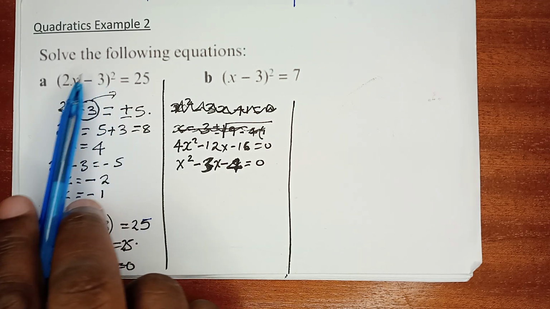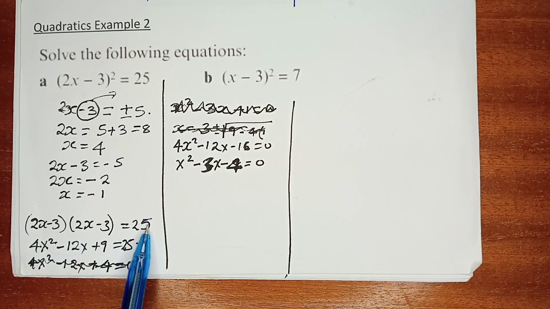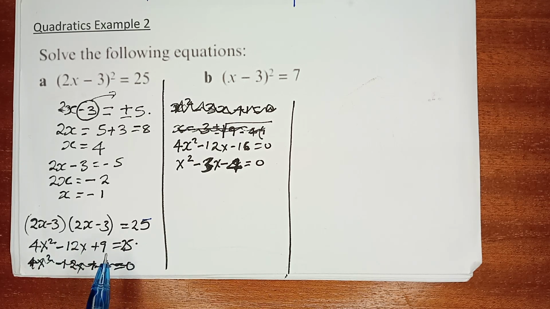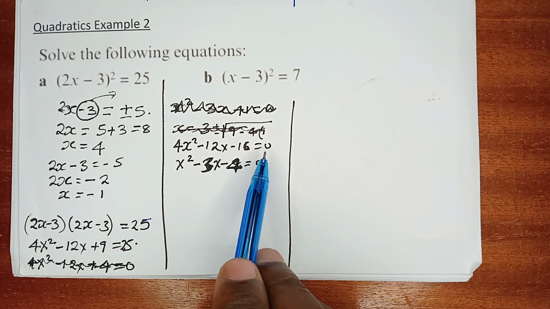Alternatively, we could simply open the whole bracket, 2x minus 3 times 2x minus 3 as it is here, and we get 4x squared minus 12x plus 9 is equals to 25. And having expanded that way, because we know we should solve a quadratic equation when it is equals to 0, we would wish to bring 25 across and have 4x squared minus 12x plus 9 minus 25, that means minus 16, is equals to 0.